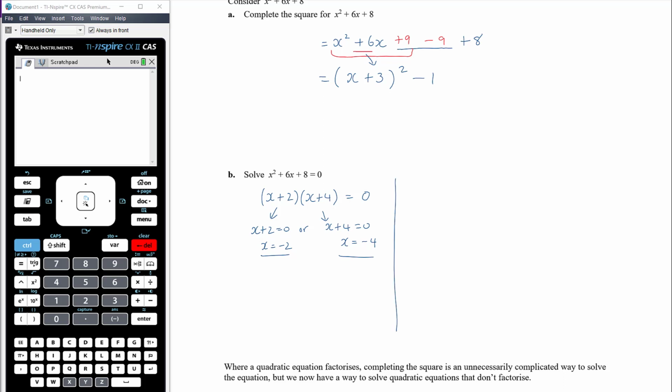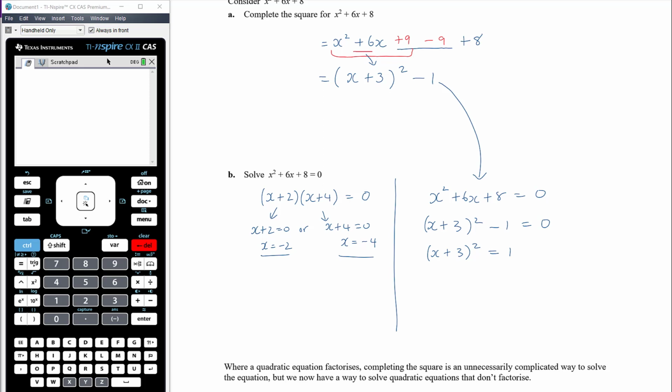However, if we had a quadratic that doesn't factorise, we could, as a first step, complete the square. So instead, if we're trying to solve x squared plus 6x plus 8 equals 0, we complete the square and we say, well, this is the same as x plus 3 all squared minus 1 equals 0. And then we have a quadratic we can solve by rearrangement. So we add 1 to both sides. x plus 3 all squared equals 1.